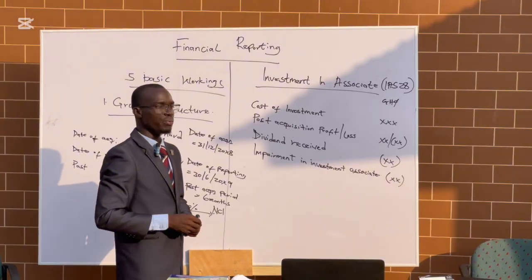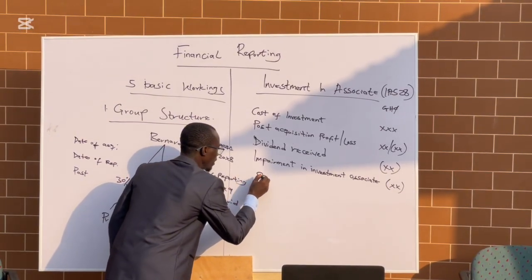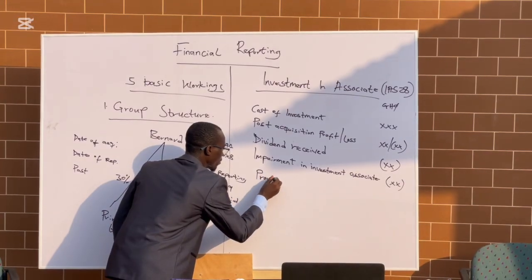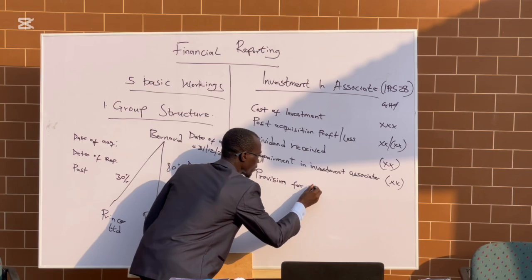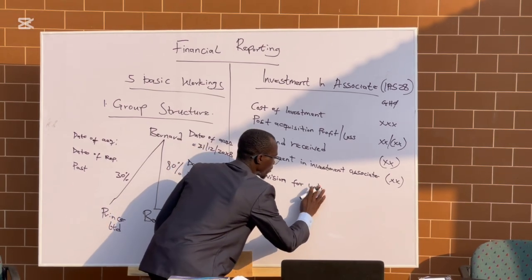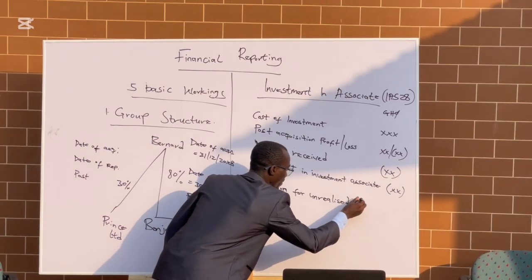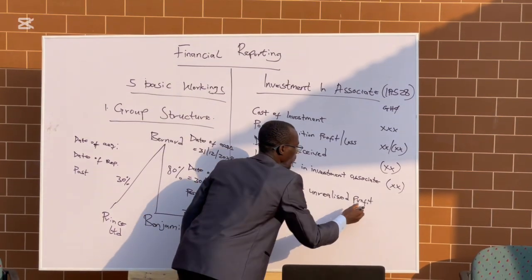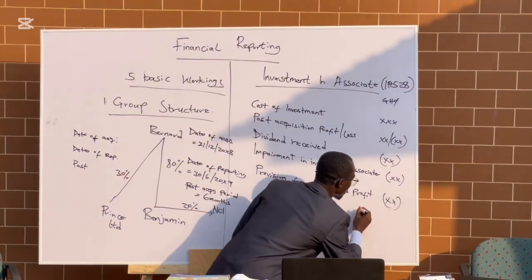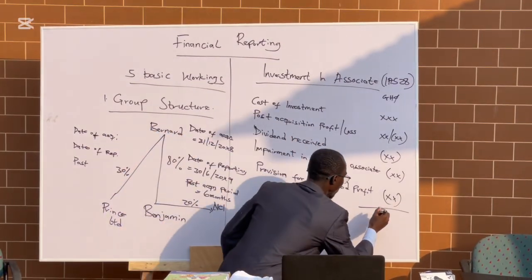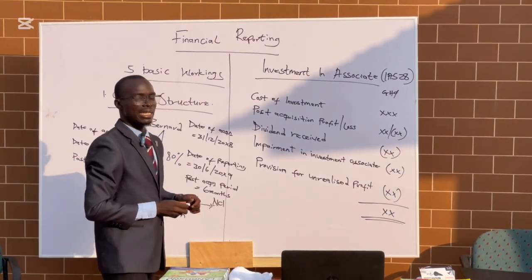Then if there is any PUP, provision for unrealized profit, this one we need to take off. So when you finish with this, it gives you the total for the investment in associate.